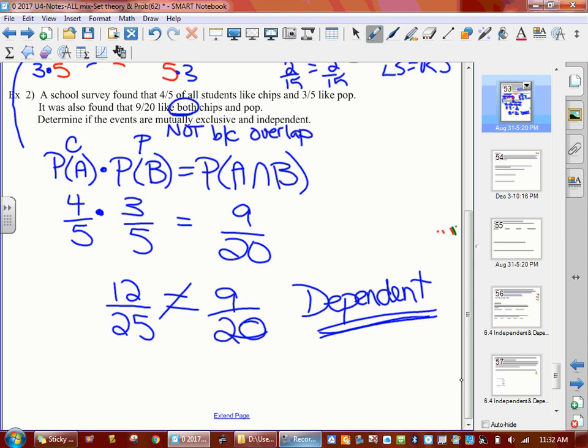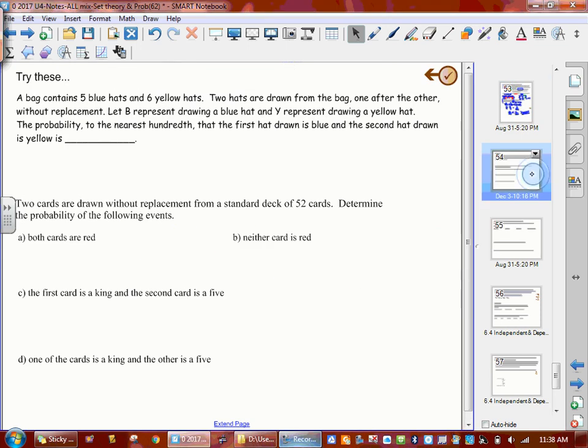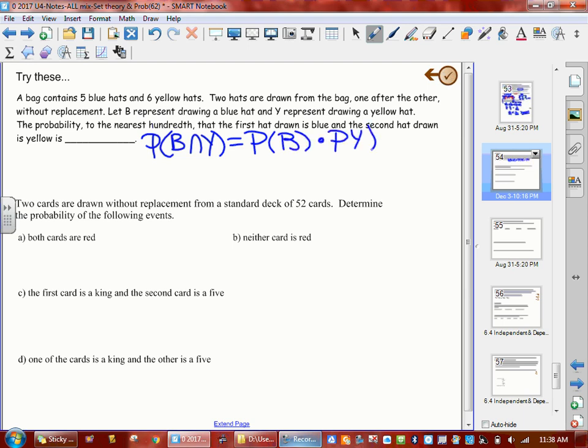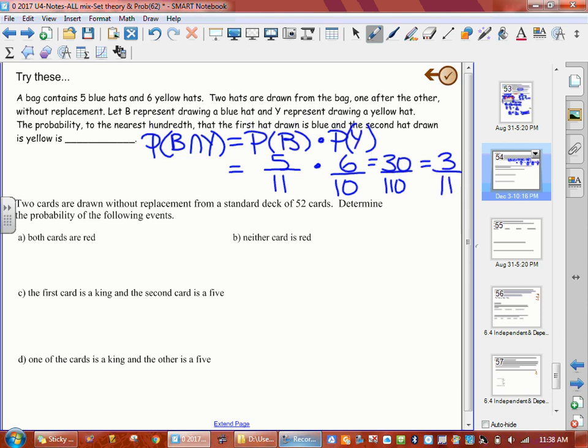Any questions there? Okay, you've got a couple minutes. We want the probability of blue and yellow, which is the probability of blue times the probability of yellow. So my blue, 5 in 11. My yellow, I got 6, but I didn't put that blue hat back, so I've only got 10 to choose from. So that's going to give me 30 in 110, which gives me 3 in 11. So remember, if you're not putting it back, it changes the total.